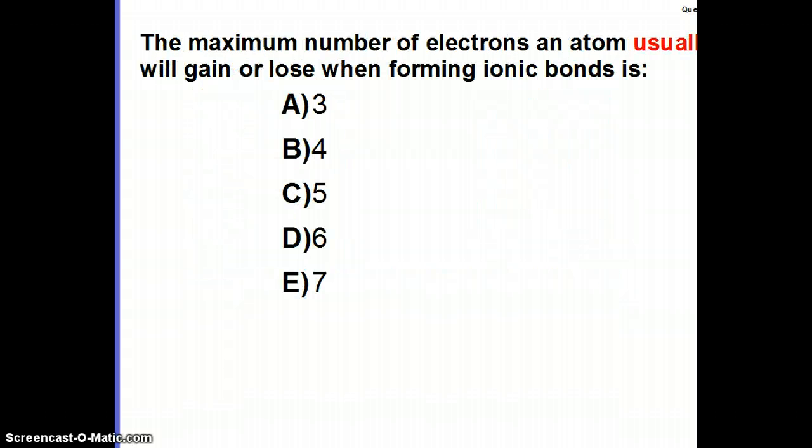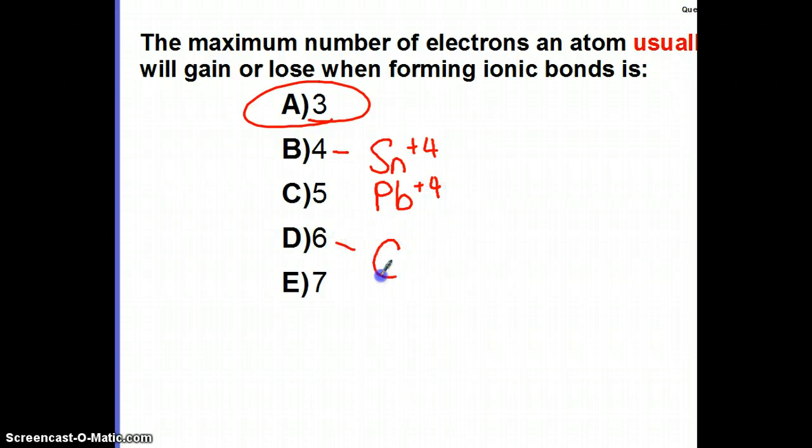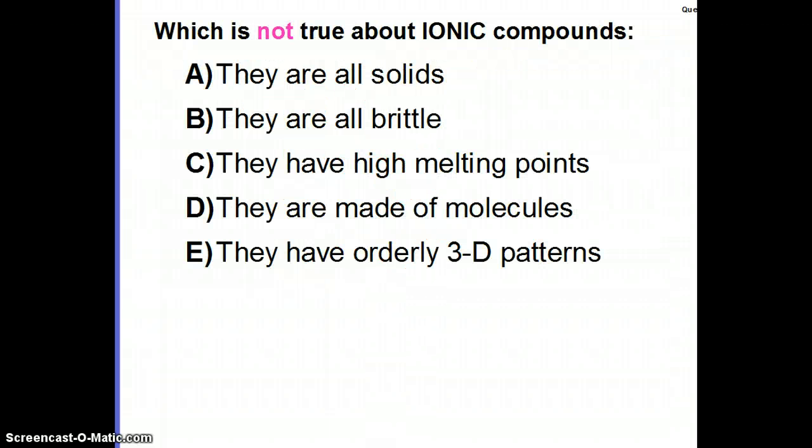Next, the maximum number of electrons an atom will usually gain or lose, typically 3. It is true you can get a couple of 4s, like tin-4, lead-4. In fact, I've seen chromium-6. But for purposes of what typically happens, you're usually going to see no more than 3 gained or 3 lost when they form ions.